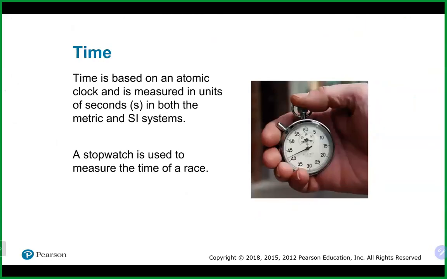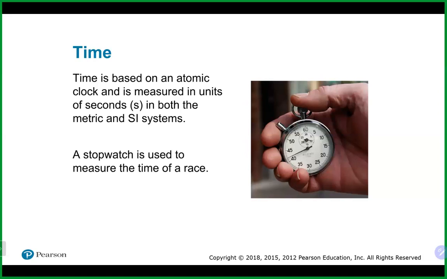So time is also obviously important, and seconds is pretty much used most of the time. Obviously, in chemistry, if you're doing some type of experiment, you're probably not going to do it for days, but maybe you will. But seconds is a very common unit that we use the most.